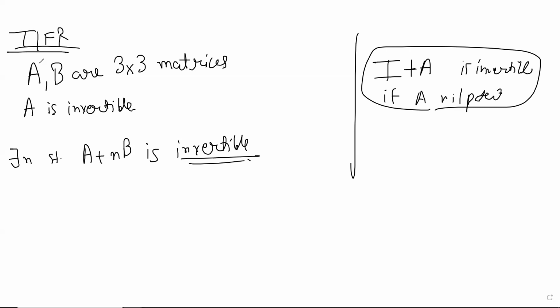So for all other values of n, the determinant will be non-zero. So A plus nB is invertible. Then it's done, right. I wasn't sure if that is correct, but yeah, that works.